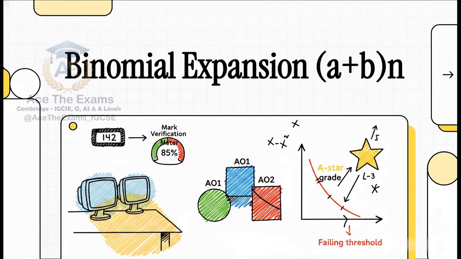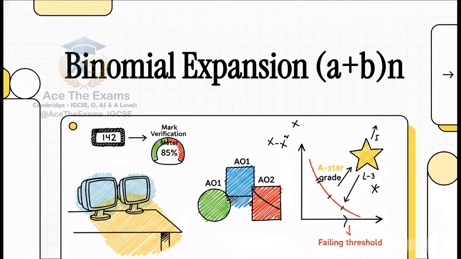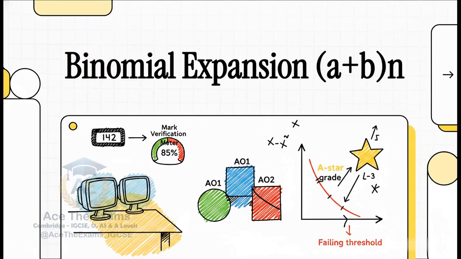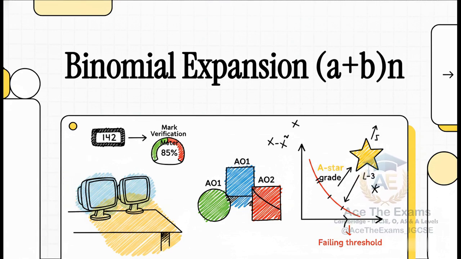It's late May, the rest of the world is asleep, my desk is illuminated only by the harsh glow of my dual monitors. On the main screen, the Cambridge marking portal is loaded up and staring back at me. Up in the top right corner, there's a live digital counter. It reads, scripts marked today, 142. And right below that, my mark verification meter is hovering at a very cautious 85%. I am your chief examiner, and today, you are stepping directly into my point of view.